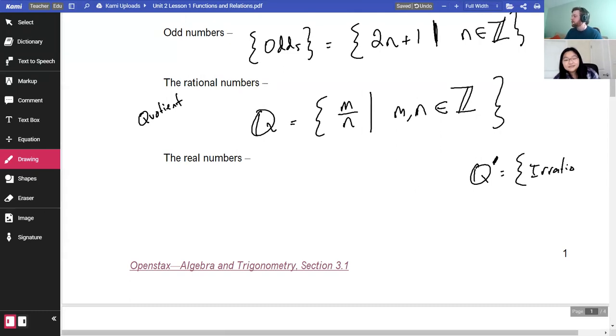Tell me if I'm spelling this wrong. Irrational, there's two R's, right? I think so. And what the irrational numbers are is any number that cannot be expressed as a ratio between integers.